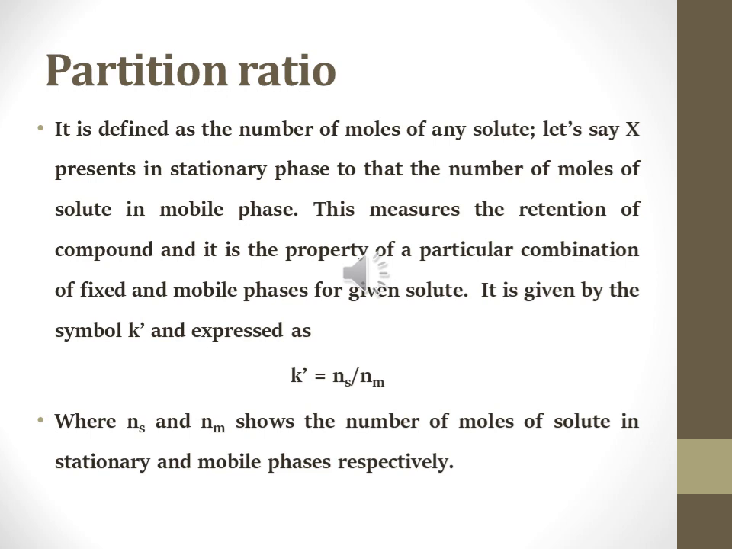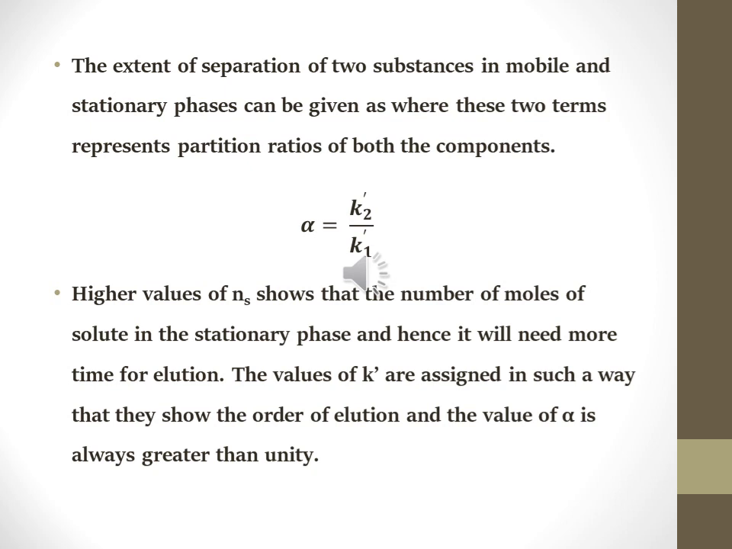It is given by the symbol K dash and can be expressed as K dash is equal to Ns by Nm, where Ns and Nm show the number of moles of solute in the stationary and the mobile phases. The extent of separation of two substances in mobile and stationary phases can be given as alpha, where these two terms represent the partition ratio of both the components.